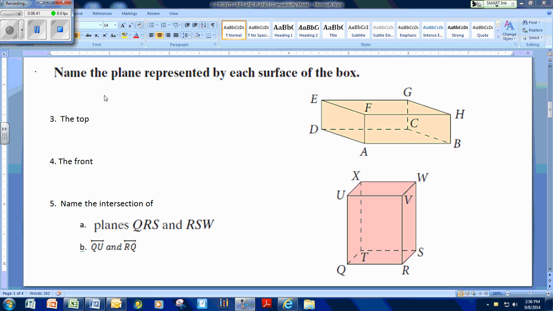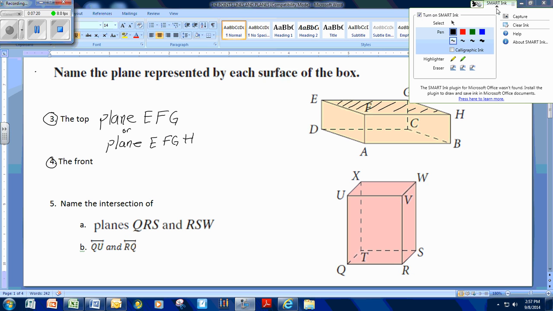Finally, we're going to talk about planes and naming them properly. So here's a diagram of a box. And for number 3, we're going to name the top of the box. I'm going to shade in the top of the box, and we're going to name it. There's a number of different ways we can name it, depending on the order in which you use the points. So I'm going to call this plane, and then pick 3 non-collinear points. Plane EFG would be one example. Or if you wanted to use all 4, we can call it plane EFGH. Those are all acceptable answers.